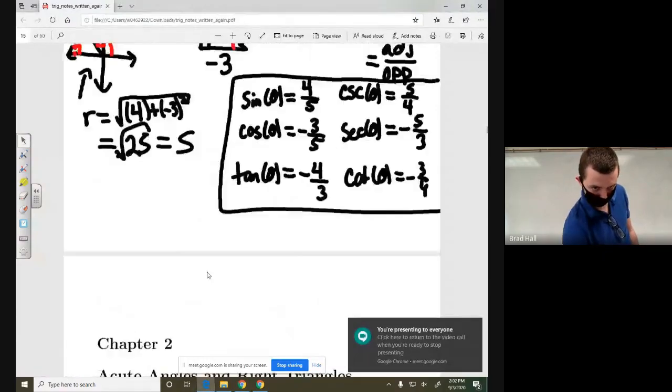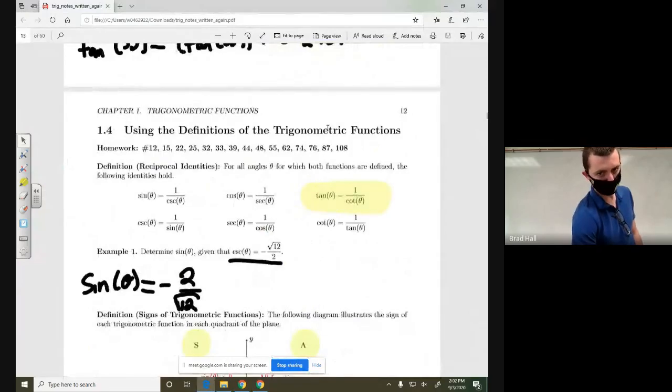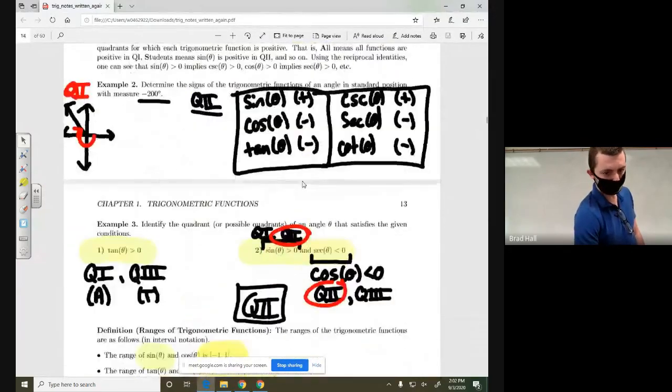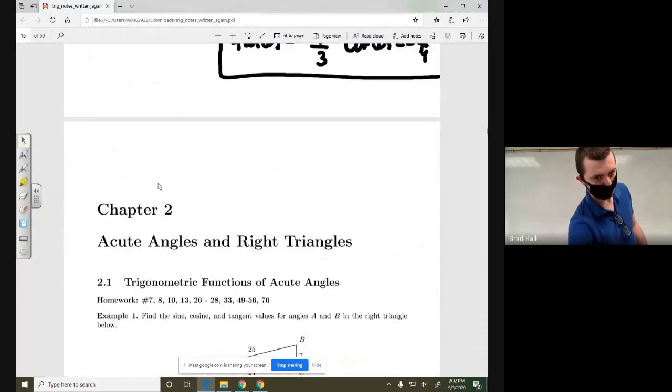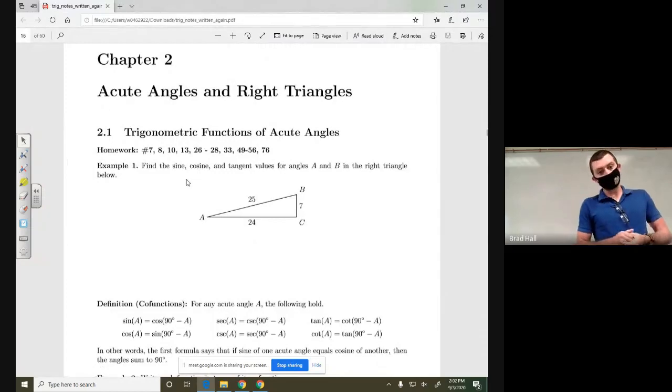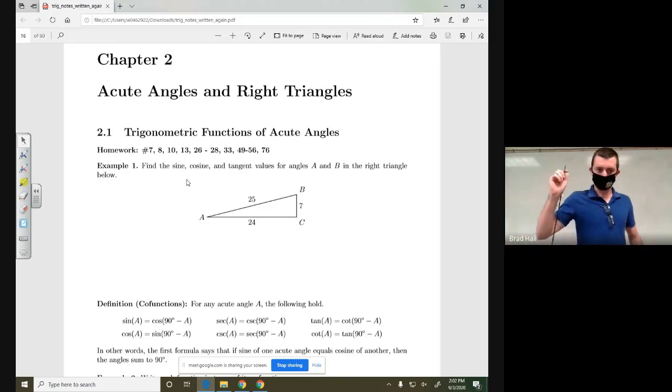Last time we finished up everything in section 1.4 using definitions of trig functions. And so now we're going to pick up on the new chapter. Chapter 2 being a discussion on acute angles and right triangles. This is pretty much going to be a natural extension of the trig functions, how we can use them to get some interesting information as well as some other properties. I am making a slight change to this homework.